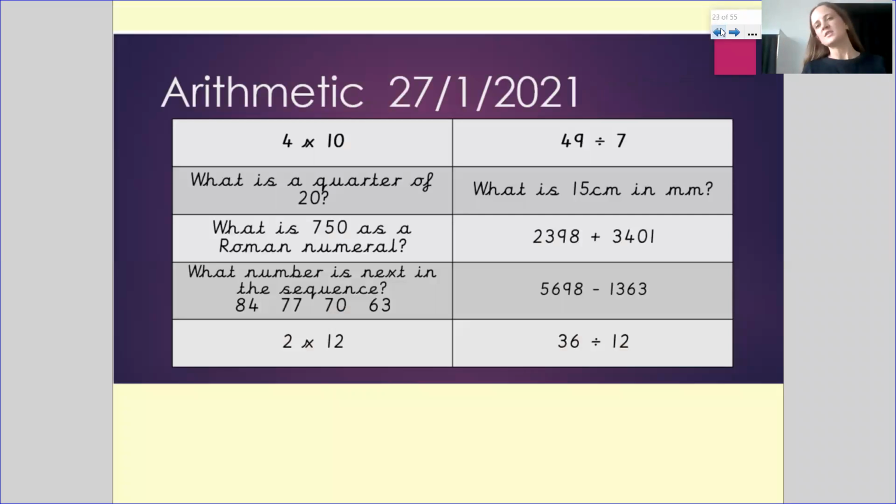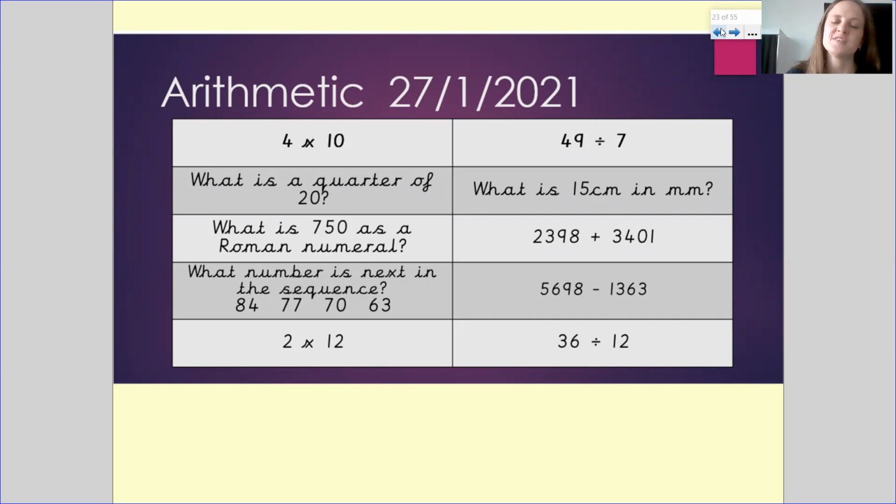Before we start, as always, please go and get your pieces of paper and your pencils and be ready to do your arithmetic for the day. So our arithmetic today is as follows. What is 4 times 10? What is a quarter of 20? So imagine that you've broken 20 up into 4 equal groups. What is one part of those 4 equal groups?